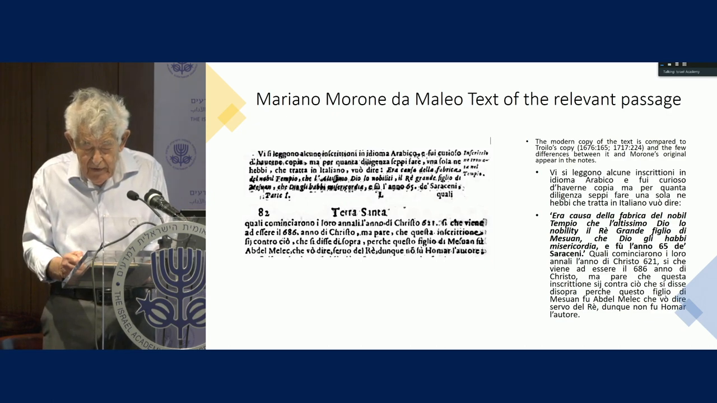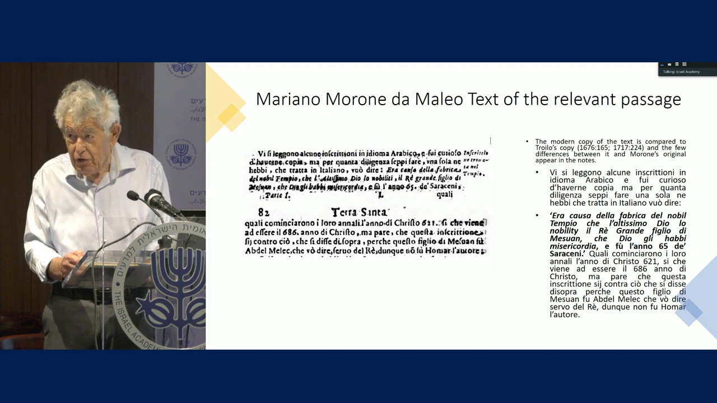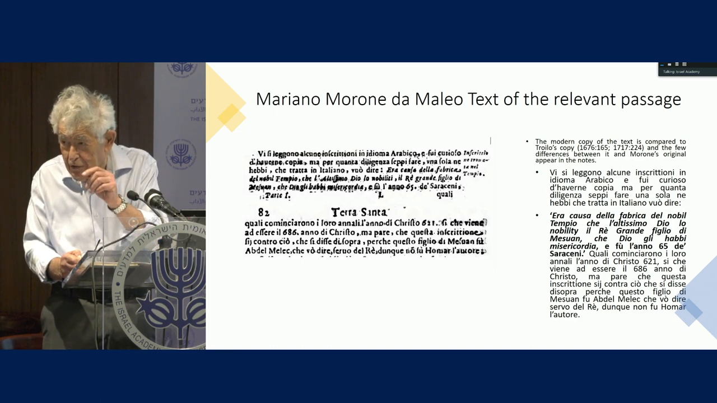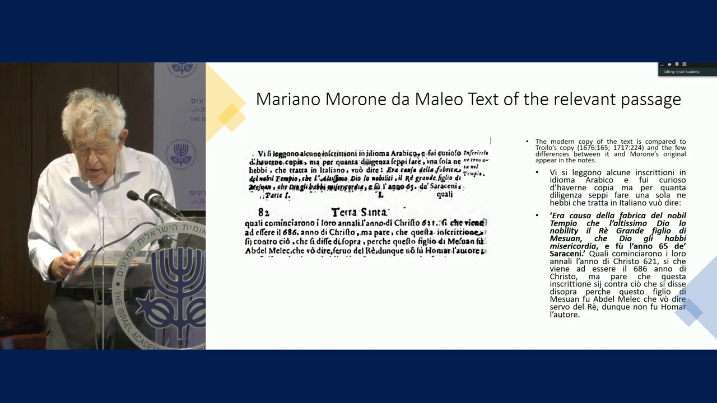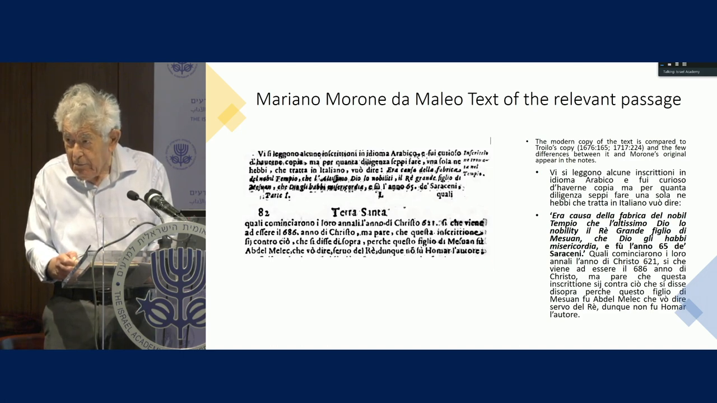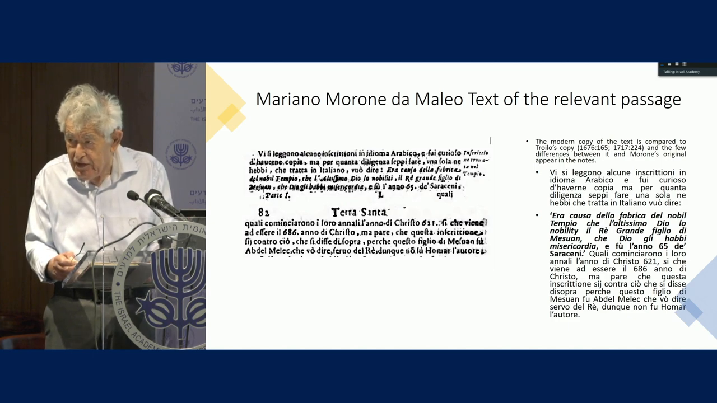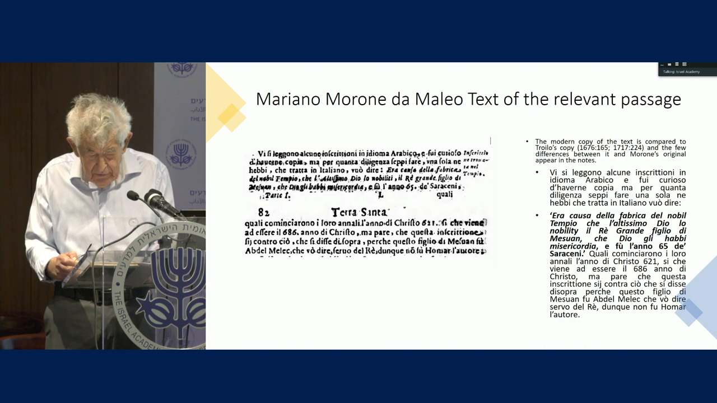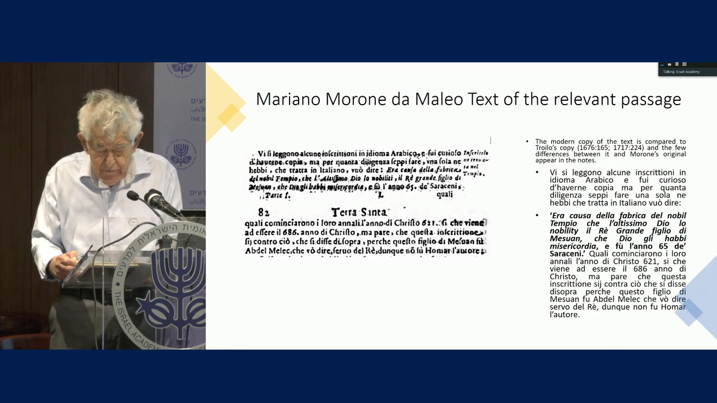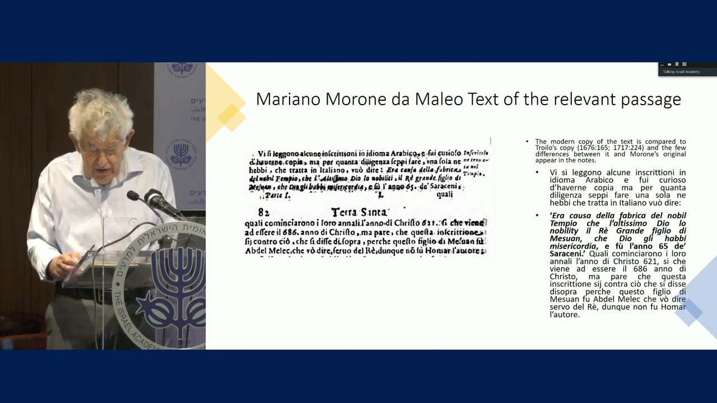"Filio de Mezuan." Both Morone and Troilo, the German, make this small mistake. Instead of Merwan, Mezuan. It's very easy to make, it's only one point. I cannot blame anyone. But at any rate, Mezuan can easily be read as Merwan. Morone made this mistake. And then "l'ano," the year that interests us, "l'ano 65 de Saraceni."